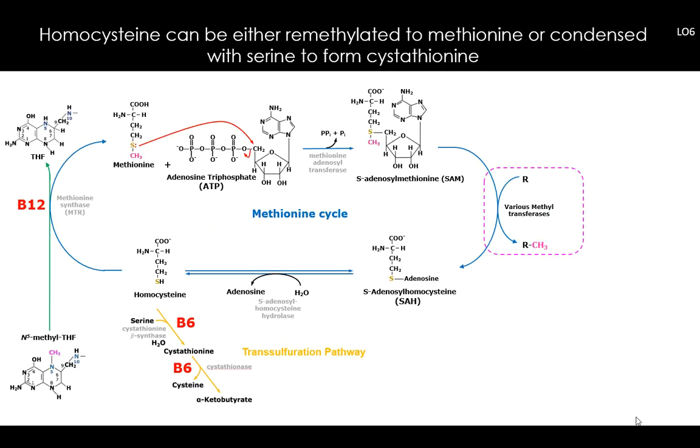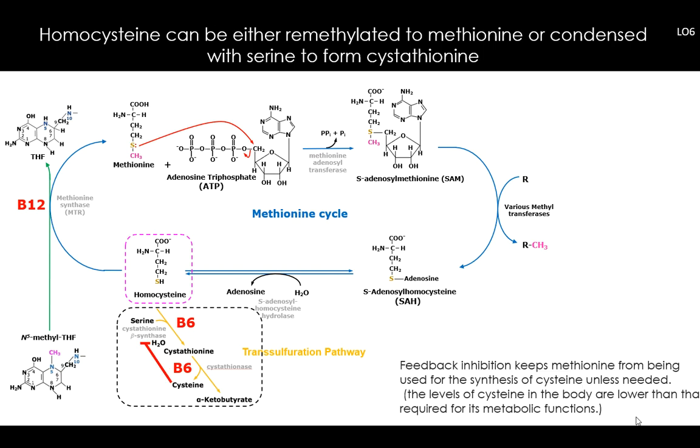Following the transfer of the methyl group from S-adenosylmethionine to other substrates by various methyltransferases, S-adenosylhomocysteine is formed, which is then hydrolyzed to produce homocysteine. Homocysteine is then either remethylated to form methionine or condensed with serine to form cystathionine by cystathionine beta synthase. Cystathionine is then converted to cysteine and alpha-ketobutyrate by an enzyme called cystathionase.